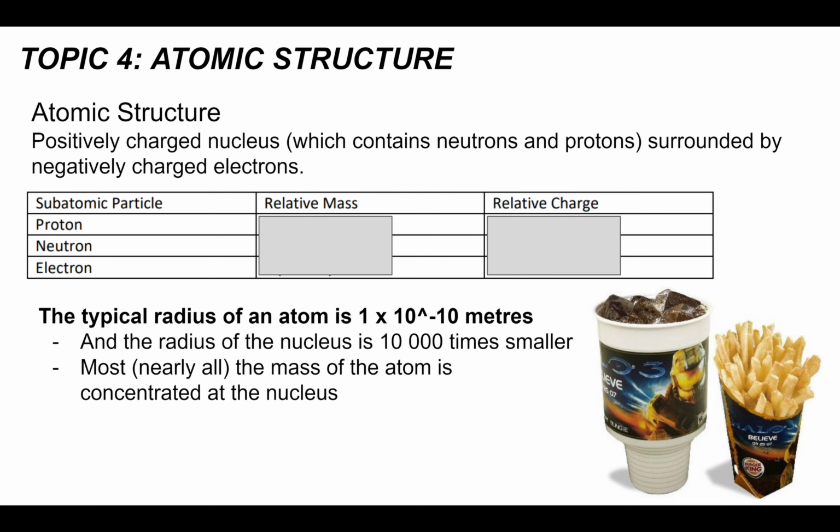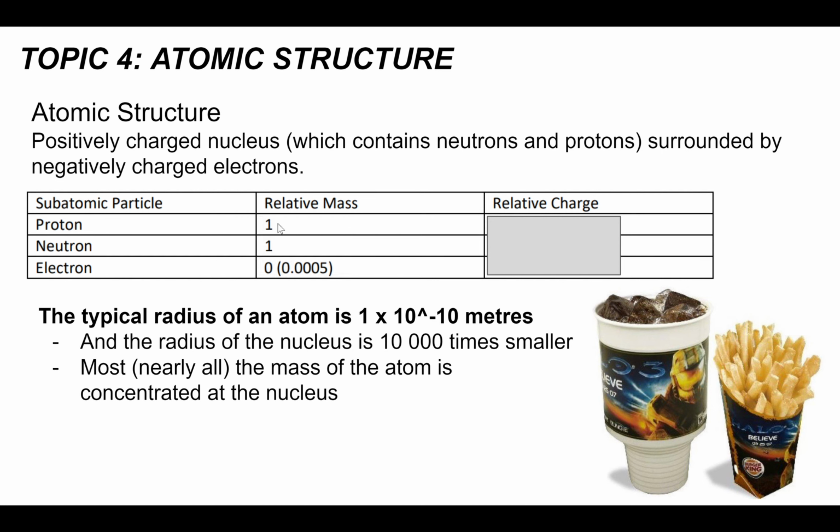Atomic structure, topic 4. We're on to topic 4 now. So, a positively charged nucleus, which contains neutrons and protons, surrounded by negatively charged electrons. That is atomic structure, the structure of an atom. These are important to know and memorize. If you already know these, then that's a great head start. Let's see what they are.